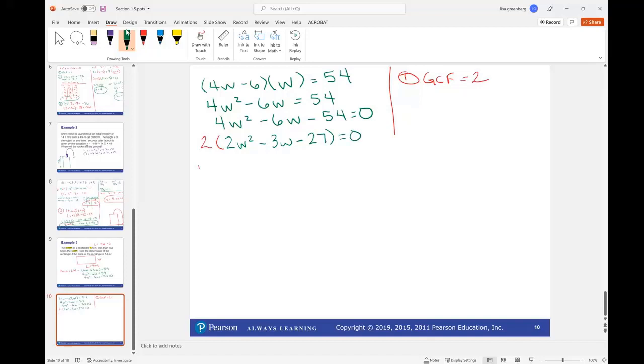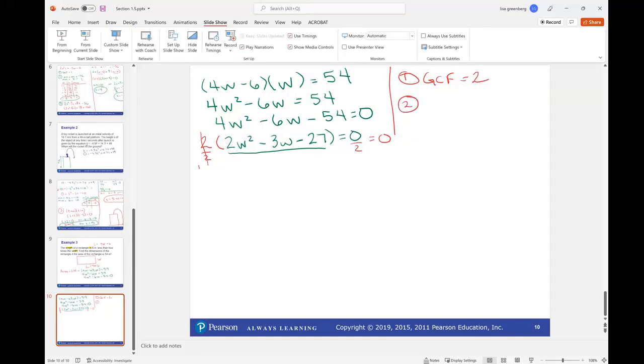Okay? And I only need to factor what's in here. I can actually just divide both sides by 2. And this cancels and this stays 0, right? 0 divided by 2 is still 0. So again, I have to do my factoring or my quadratic formula.